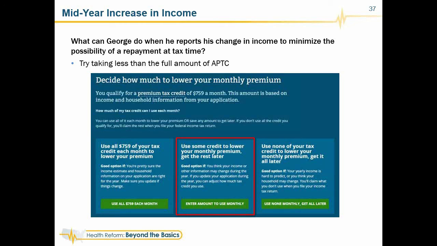So I'm not saying that you should do the math on all of this yourself, although you certainly could, to figure out the optimal amount of APTC would be. But it certainly would help to kind of steer people who have those increases in income to a lower advance credit, because you're just protecting them from overpayment.